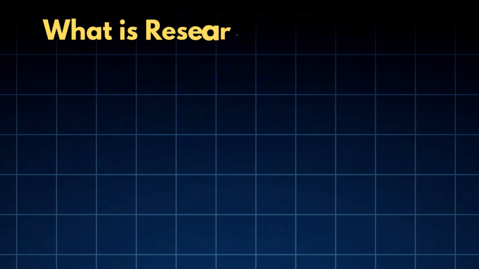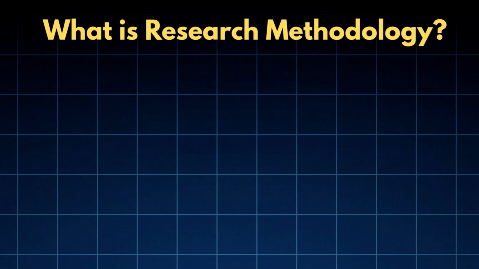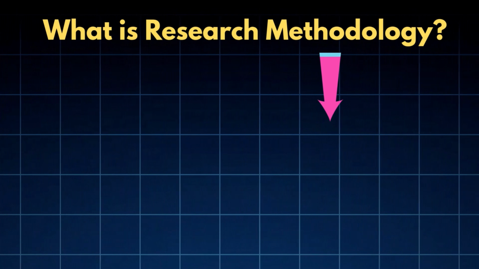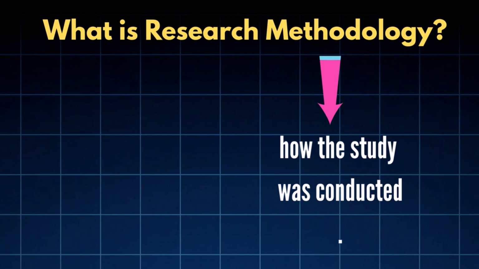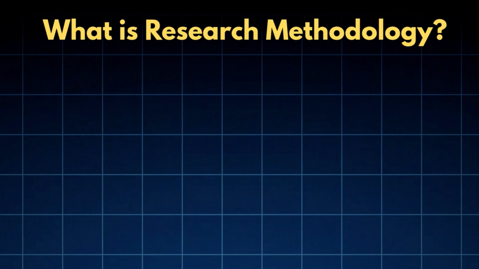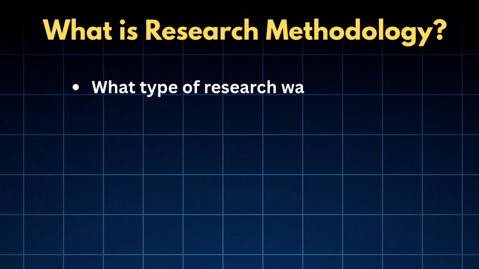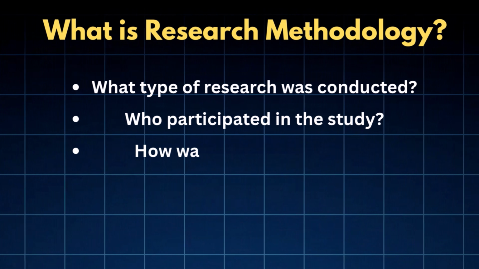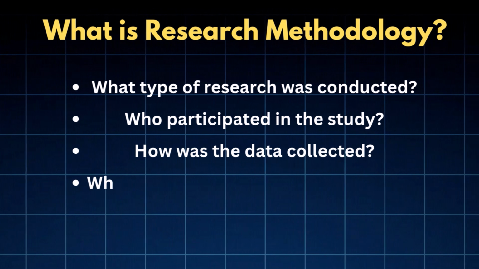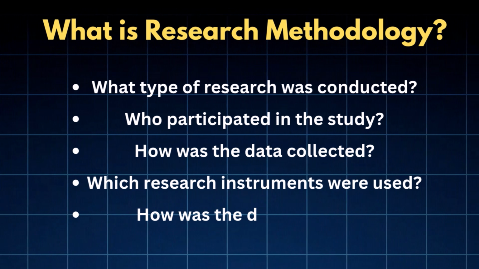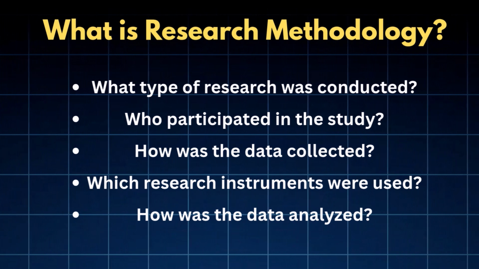So first, what is research methodology? Before we start writing, let's understand what research methodology actually is. Research methodology is the section of a research paper that explains how the study was conducted. It answers questions such as, what type of research was conducted? Who participated in the study? How was the data collected? Which research instruments were used? How was the data analyzed? A well-written methodology helps readers understand that your research is reliable, valid, and scientifically organized.